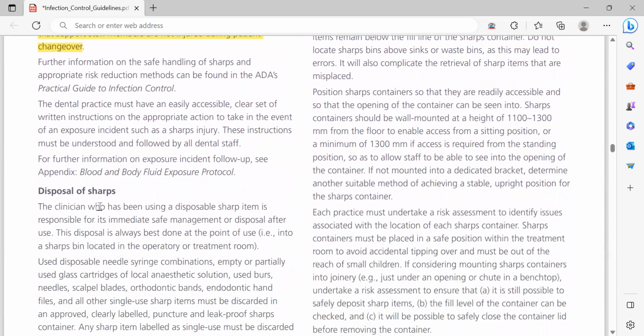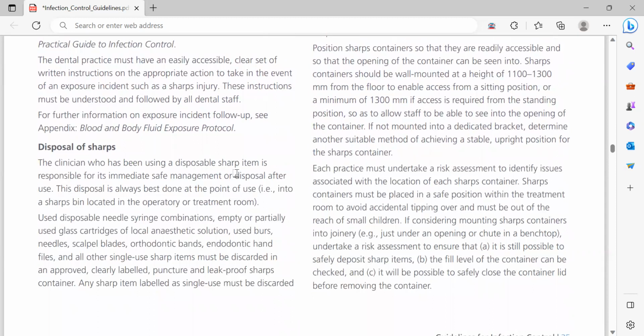Then disposal of sharps. The clinician who has been using a disposable sharp item is responsible for its immediate safe management or disposal. After use, the disposal is always best done at the point of use. Whenever you are using it, because the sharp bin is located in the operatory, you can just dispose of it at that time to avoid any incident of injury.